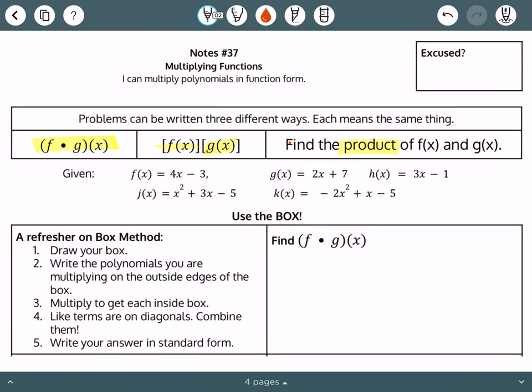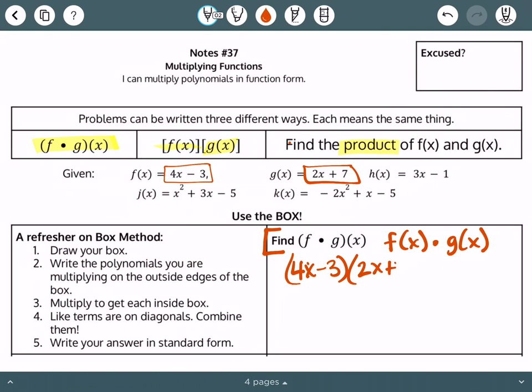So if we have this problem here, it says find f times g of x. This is the same as just saying f of x times g of x. So I'm going to get my f of x equation, which is 4x minus 3, and I'm going to multiply that times the g equation, which is 2x plus 7. Right, so I see that and I automatically think the box because I see two things that have two parts. So I'm going to grab my box here. I'm going to put 4x minus 3 and 2x plus 7.